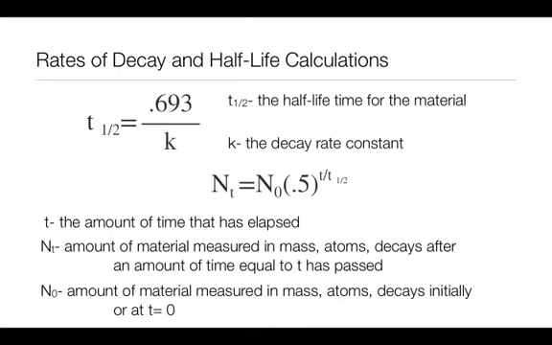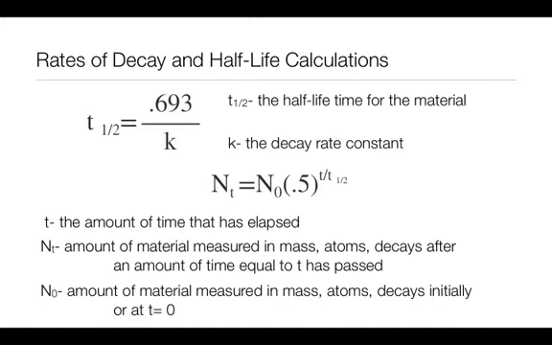N sub 0 is the amount of material that we start with, the initial value of material. So again, in the previous example, at time 0, our N value would have been 400. After 10 minutes, our N sub T, or N after 10 minutes, would have been 100.